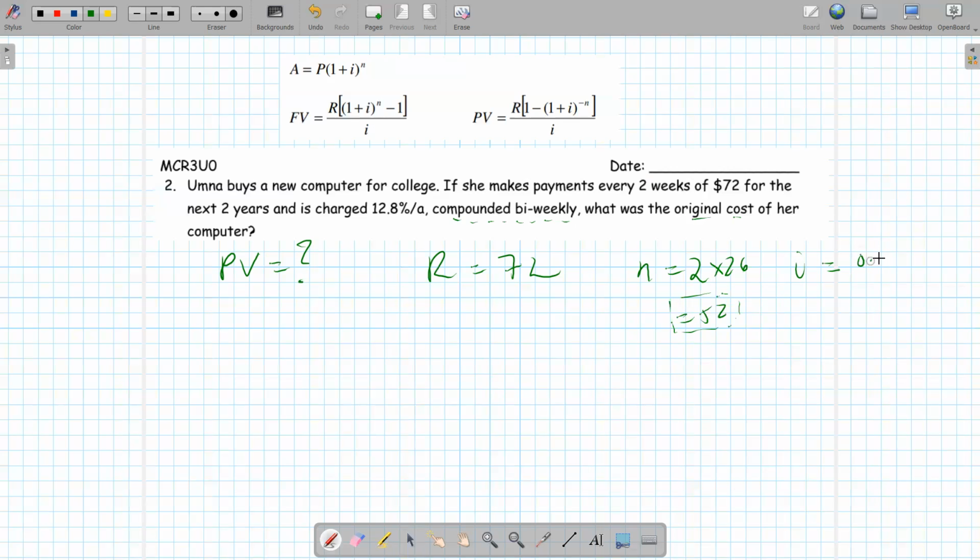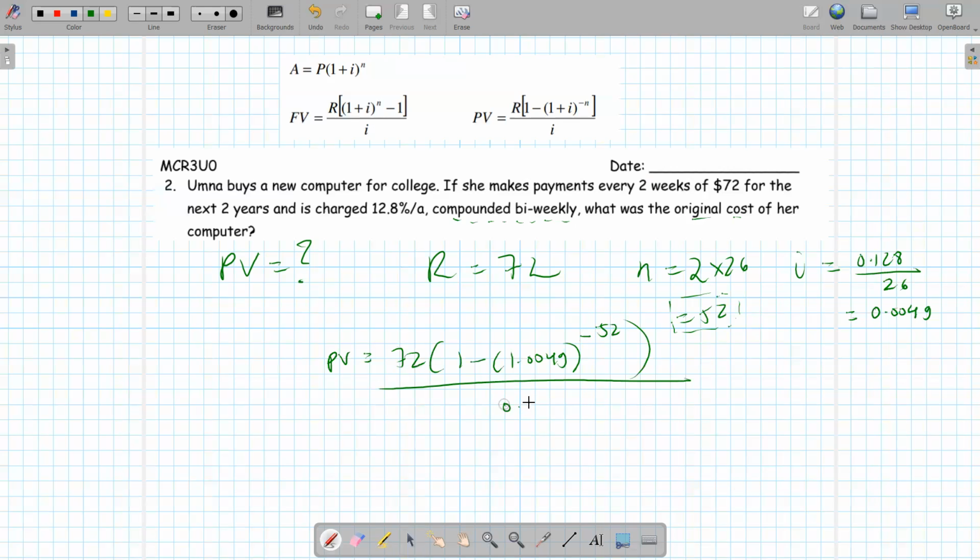We know that's 0.128. What do we divide this by? 12. Nope. Oh, 52. Nope. 26, sorry. So 0.128 divided by 26, and that gives us 0.0049. Again, very simple. Once you have these things, R is 72, 1 minus 1 plus I. So 1.0049 to the power of negative 52 all over 0.0049. Once you plug this in, if you know how to do it, it takes you like 10-20 seconds.